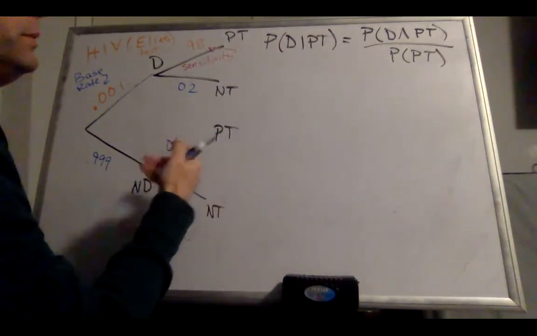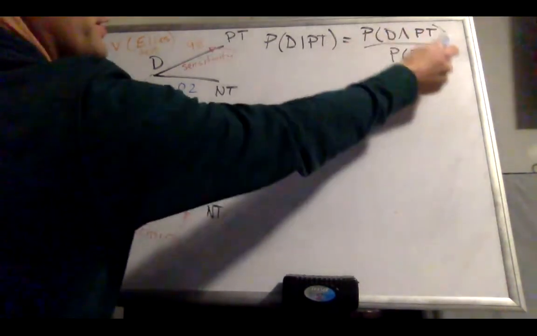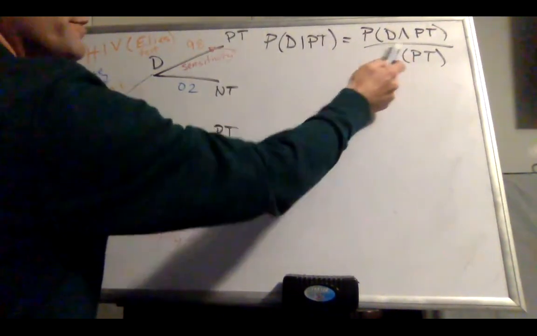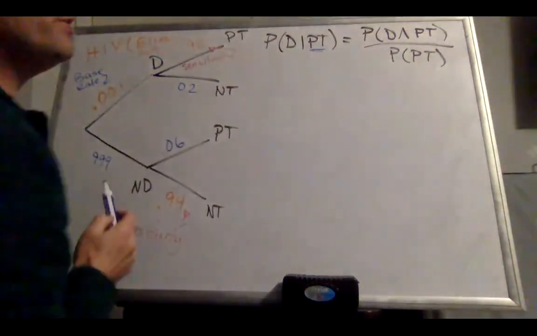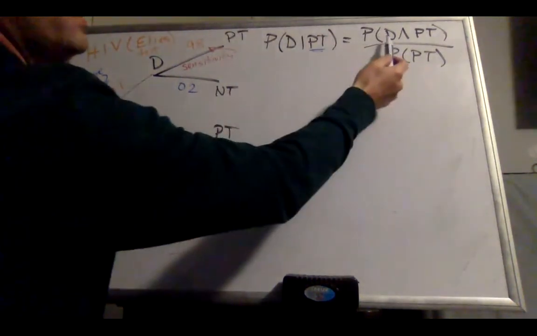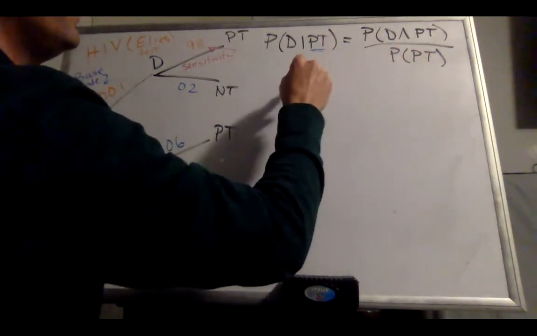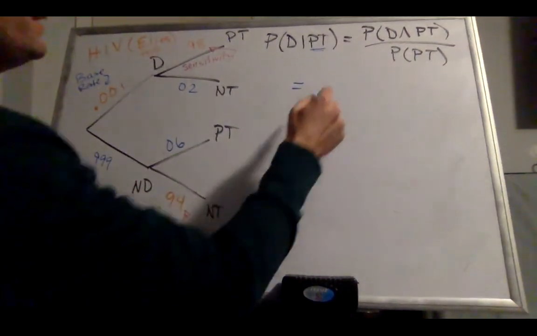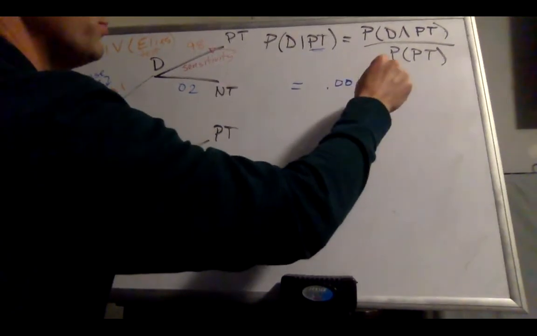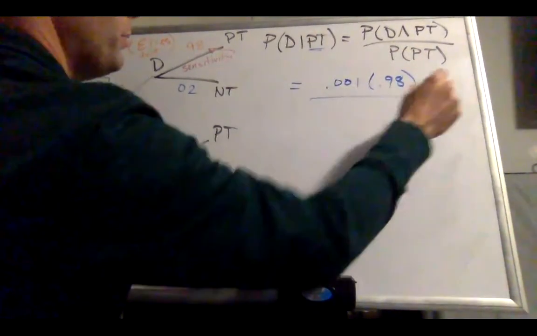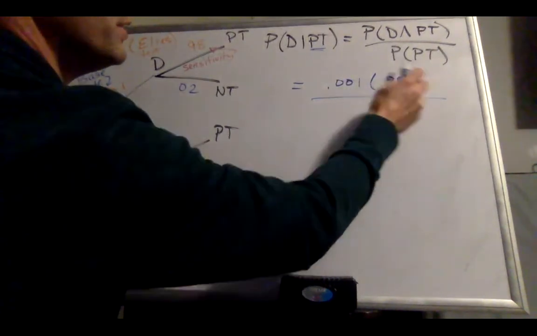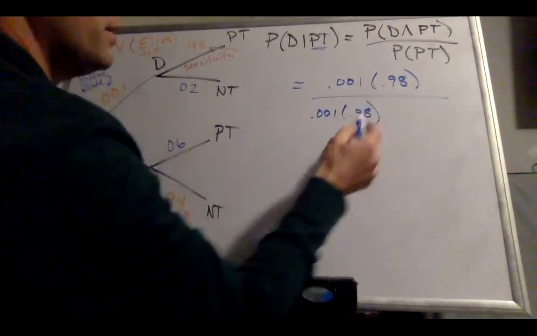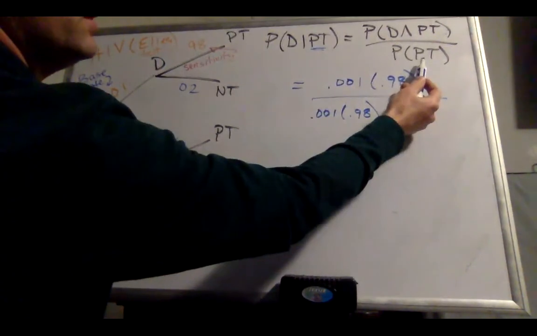Do I have this? And remember, the formula for conditional probability is the probability of this and this, D and positive test, divided by the probability of the thing that you know to be true. So this is just going to be the multipliers of the branch. In this problem, D and positive test is 0.001 times 0.98, divided by, and this is kind of an interesting part, whatever appears in the numerator also always appears in the denominator.